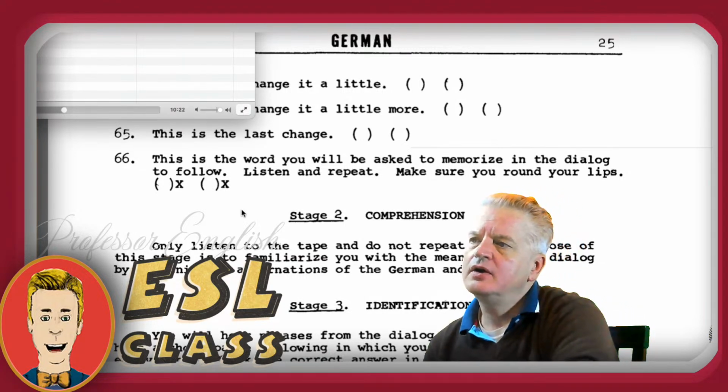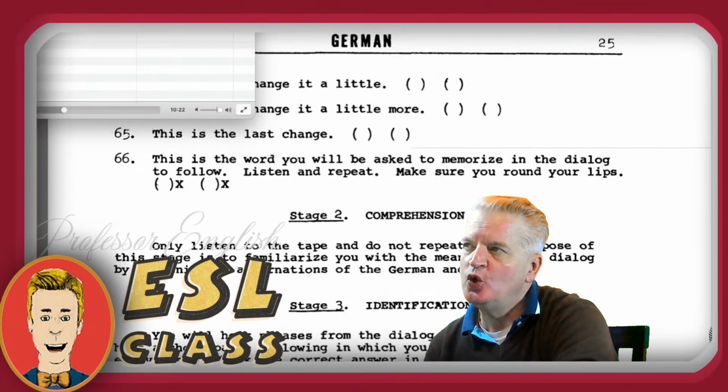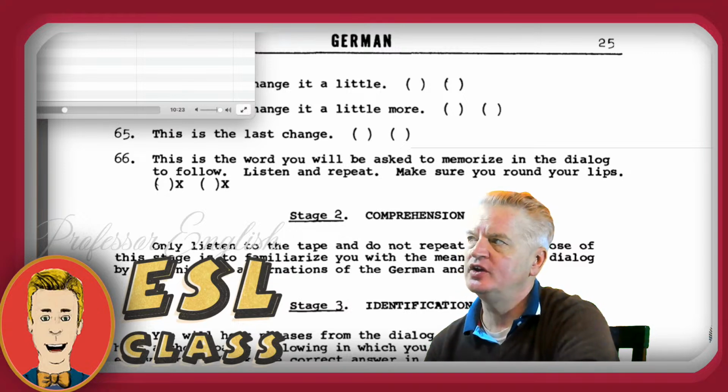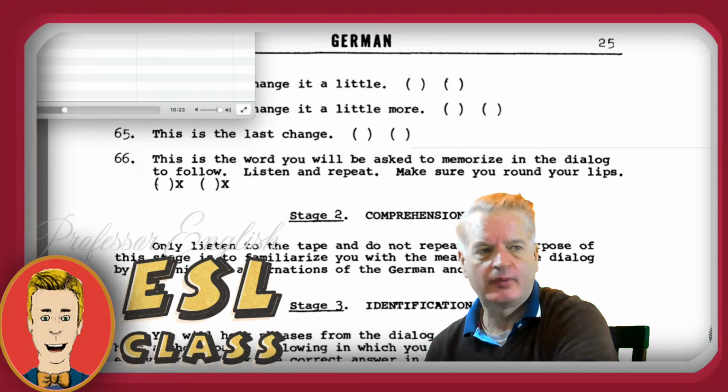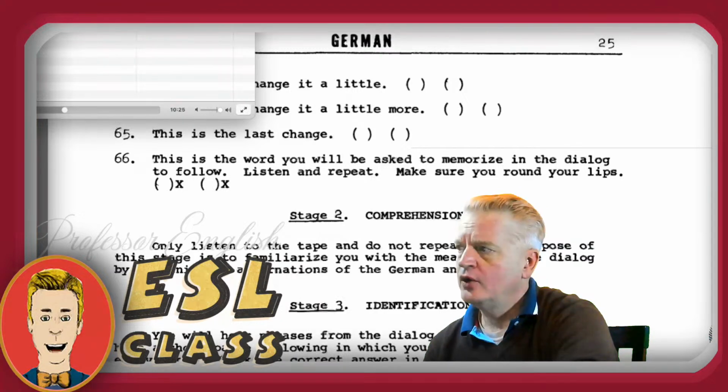66. This is the word you will be asked to memorize in the dialogue. To follow, listen and repeat. Make sure you round your lips. Guten. Guten. Guten.